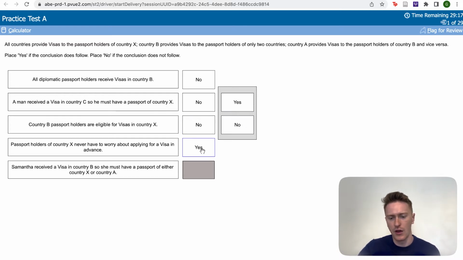So that does follow. Samantha received a visa in country B, so she must have had a passport in either country X or country A. Yes, that's true. So she received a visa, X always gets it, and country A, obviously we've got the vice versa, so that does follow.